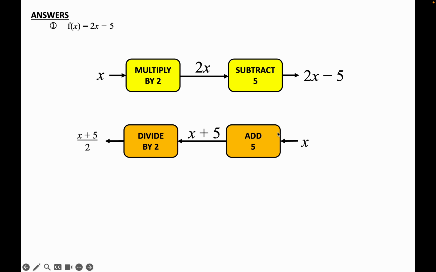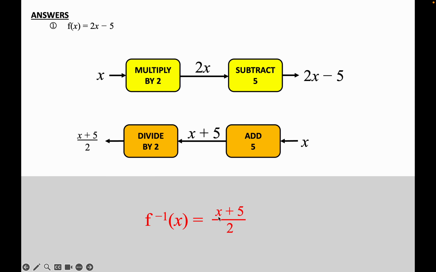So the reverse flowchart goes take a number, add 5, and then divide by 2 to undo everything. So a number x in there, you'd add 5 and you'd get x plus 5, and then you'd divide that by 2 to get x plus 5 over 2. So the inverse function is x plus 5 over 2. So 2x minus 5 and x plus 5 over 2 undo each other.